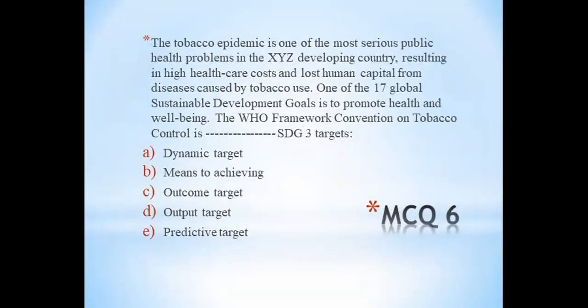The tobacco epidemic is one of the most serious public health issues in the XYZ developing country, resulting in high healthcare costs and the loss of human capital from disease caused by tobacco use. One of the 17 global goals is to promote health and well-being. The WHO Framework Convention on Tobacco Control is the SDG 3 target. A, dynamic target; B, the means to achieve target; C, outcome target; D, the output target; and E, the predictive target.